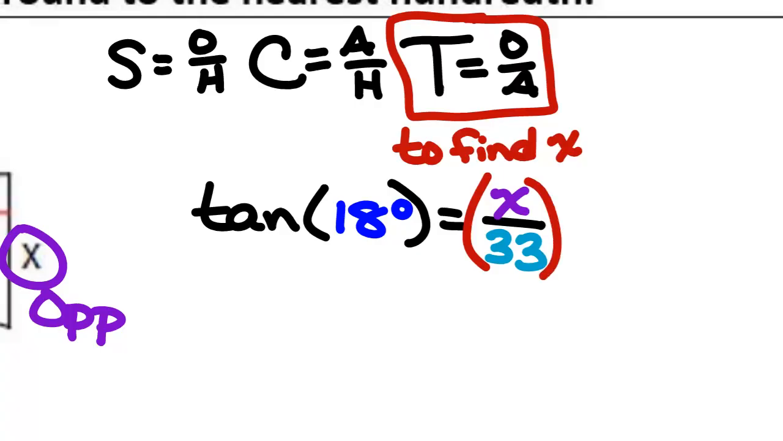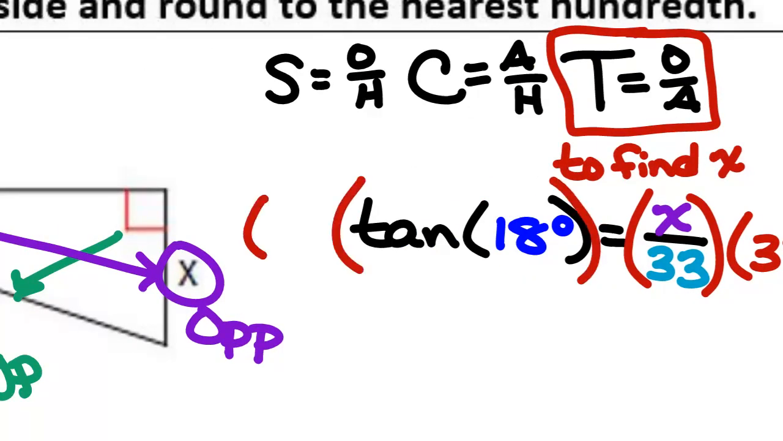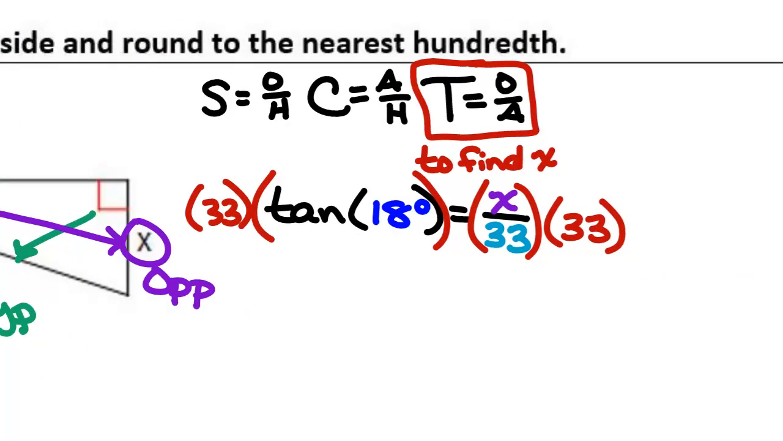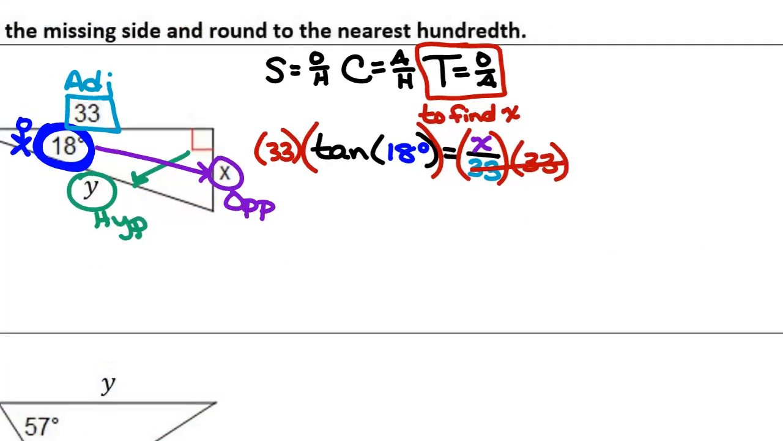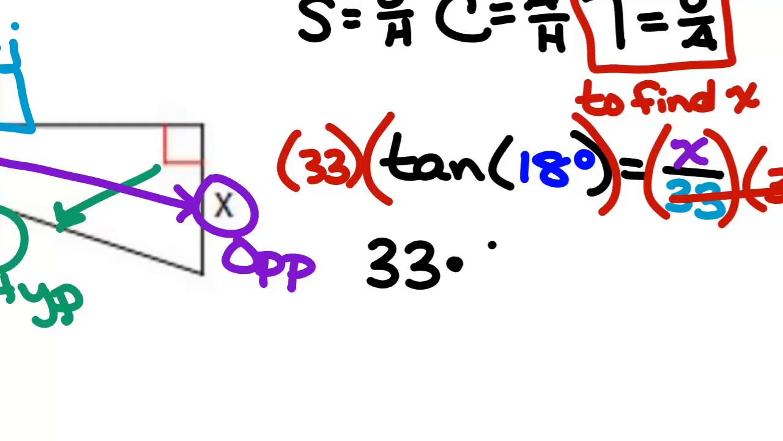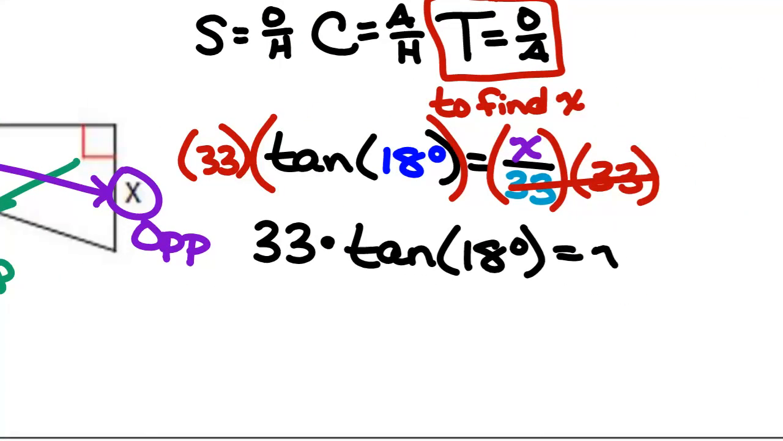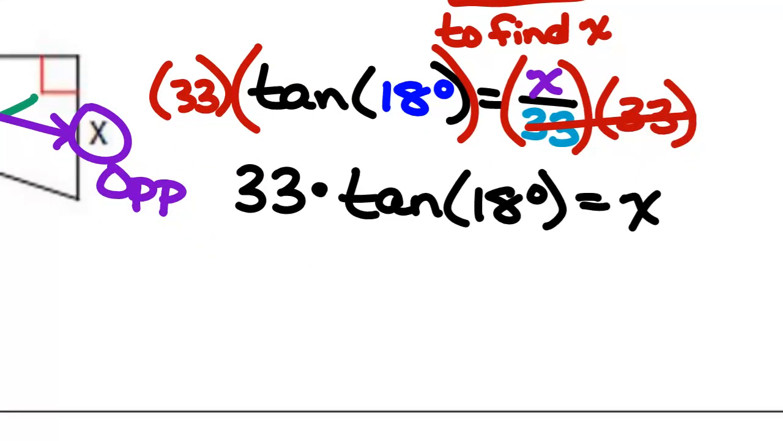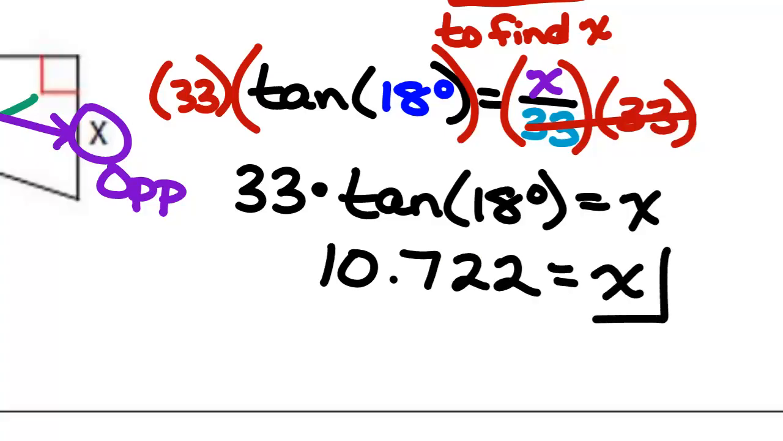X is part of a fraction, so we're going to use multiplication to get it out of the fraction. And we always multiply by the denominator, which is 33 on this fraction. So we multiply both sides, left and right, by 33. So into my calculator, I put 33 times the tangent of 18 degrees. What is 33 times the tangent of 18? Yep, 10.722 for x.